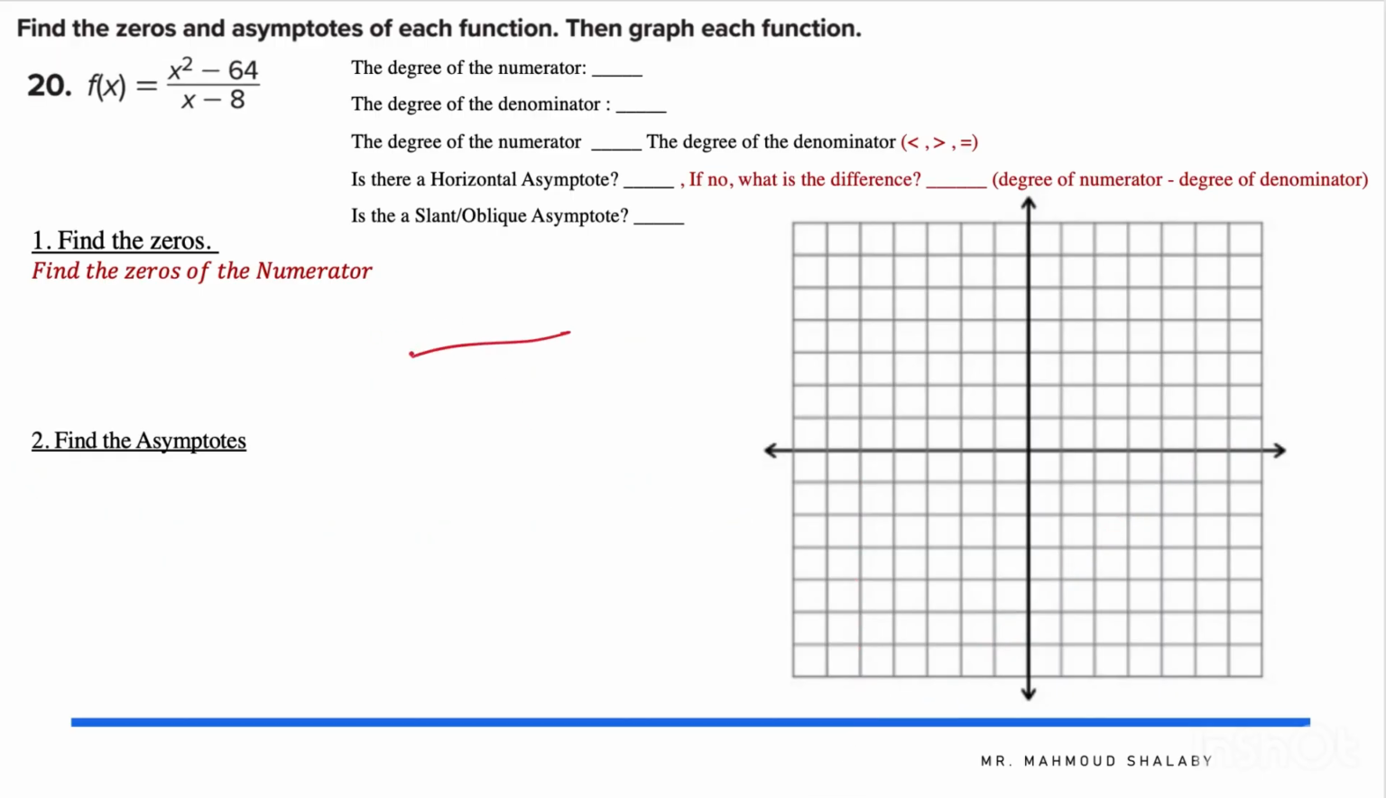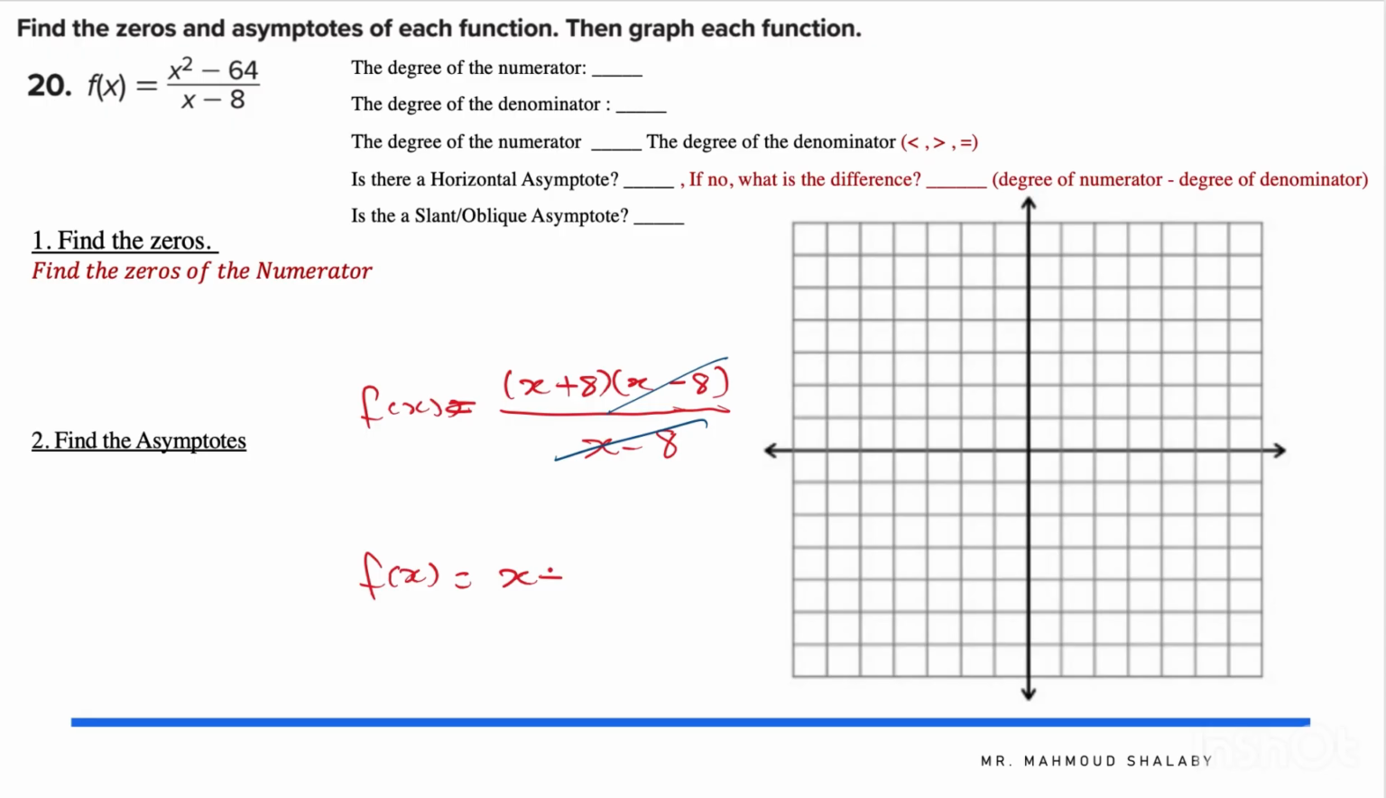So what I will do, I will write here f of x equals, I will factorize the numerator, x and x, 64 is 8 times 8, positive and negative. Then in the denominator is x minus 8. It's very obvious, x minus 8 will be removed with x minus 8. So the simplest form of the function is f of x equals x plus 8. This will be the function we will graph.